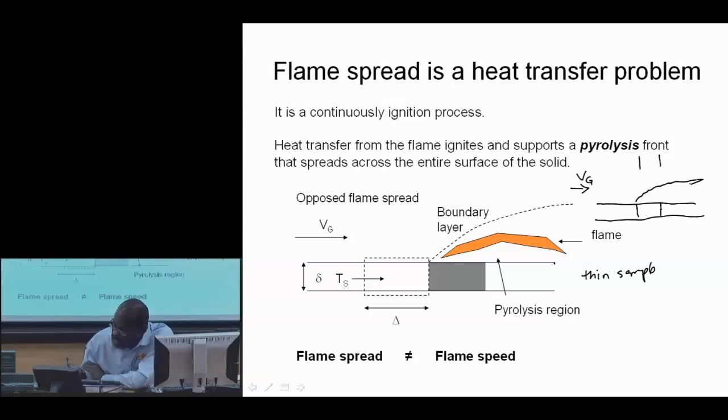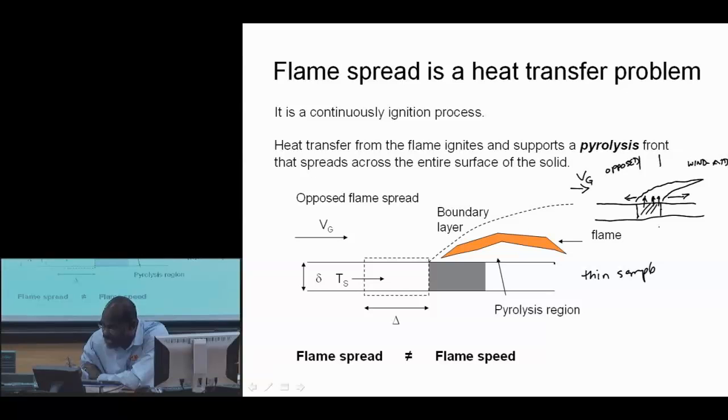Of course, it's going to propagate a lot faster in this direction than in the opposed direction. So in some sense, there's a wind-aided direction, and then there's an opposed direction. This is what happens if you have a central ignition process with a prevailing flow direction. Now, when we talk about the flame spread velocity, what we're really talking about is the velocity of the pyrolysis front. There's this interface where the volatiles are coming out of the solid, and the extent of that is really what we're interested in.